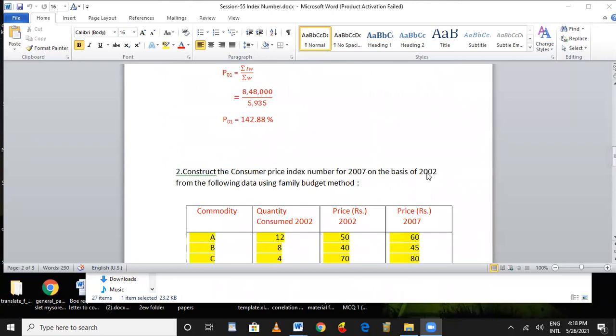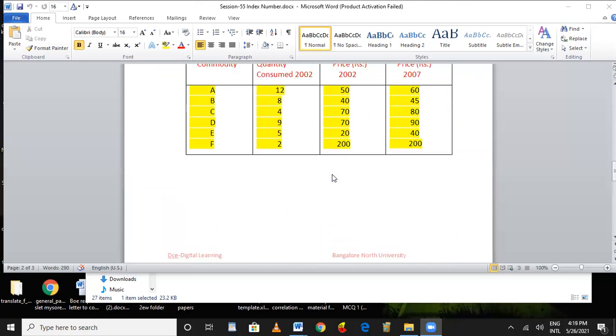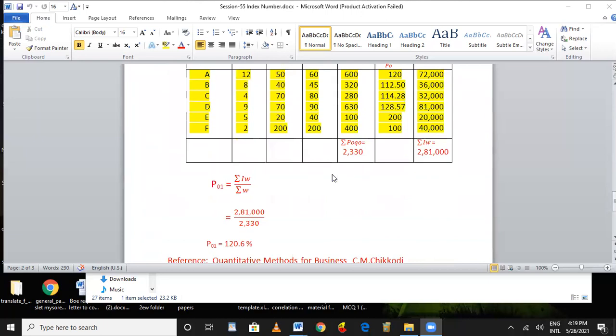Taking 2002 as the basis, the current year is 2007. Here we can take 2002 as the base year or 2003 as the base year, whichever base year they have prescribed, that we have to consider. On that basis only you have to calculate the index number. Here they gave 2002 as the base year and 2007 as the current year. On that basis we have considered the index number, and the index number is 120.6.